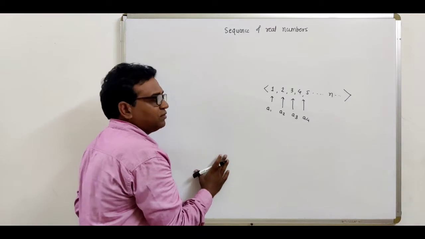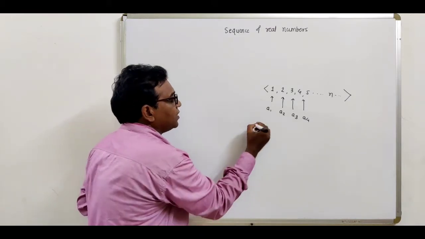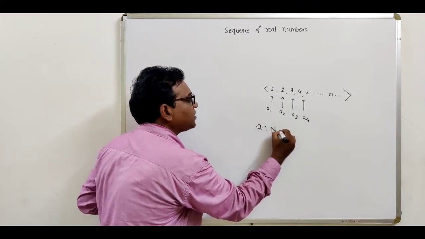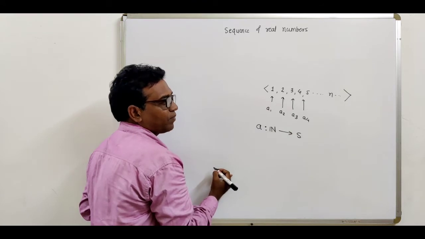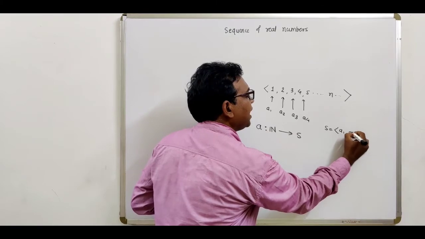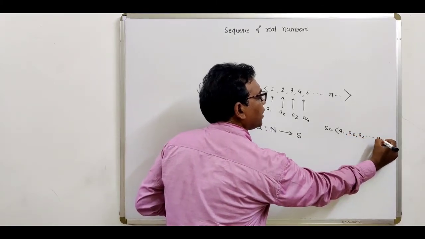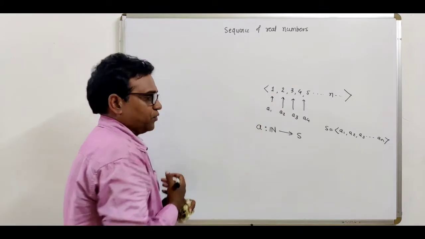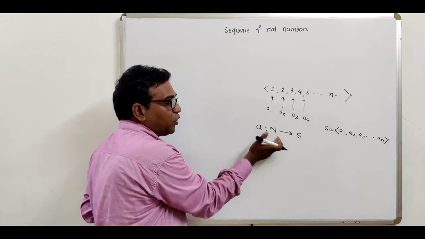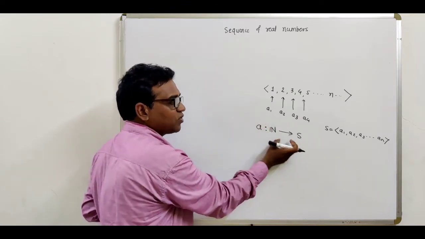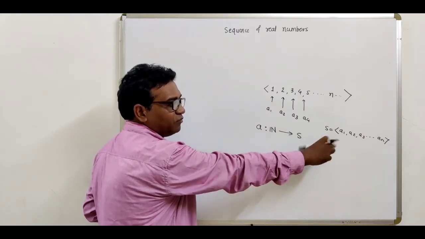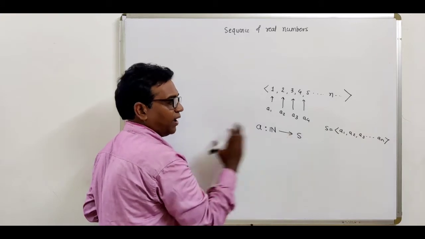Now see what is the sequence. A sequence is a function from the natural numbers to S. Suppose we consider S equal to this finite sequence A1, A2, A3, ..., An. So a sequence is a function whose domain is the natural numbers, and consider the codomain as a set S, where S contains these n elements A1 to An.